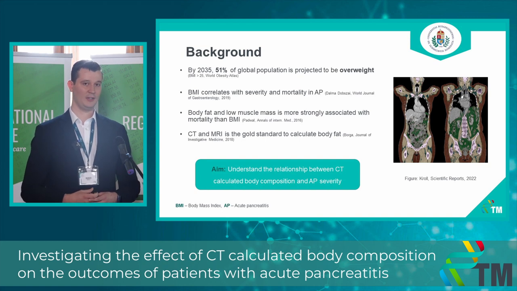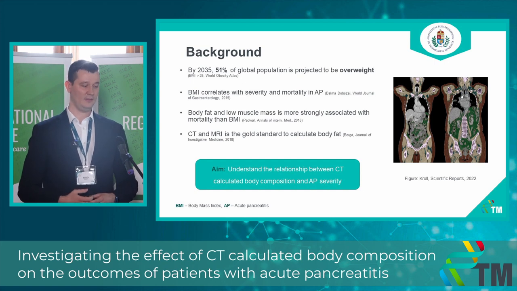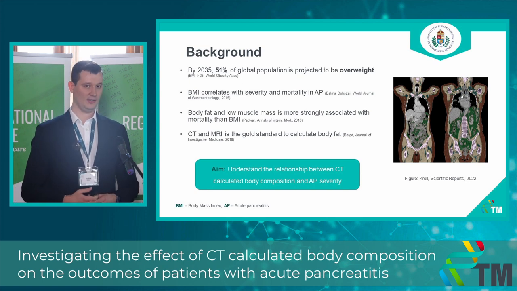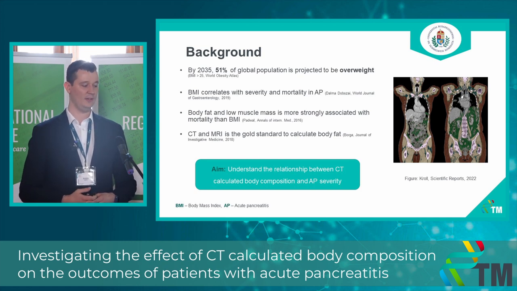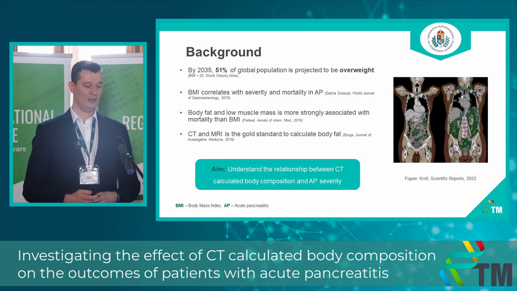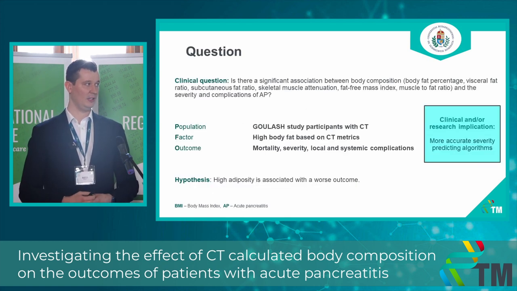So in 12 years, the majority of the global population is projected to be overweight. And we are aware that BMI correlates with the outcomes of many diseases, including AP. But recent data suggests that body fat and low muscle mass are more strongly correlated with mortality and worse outcome than BMI is. And CT and MRI would be a great tool to assess body composition. So our aim is to understand the relationship between CT calculated body composition and AP severity.